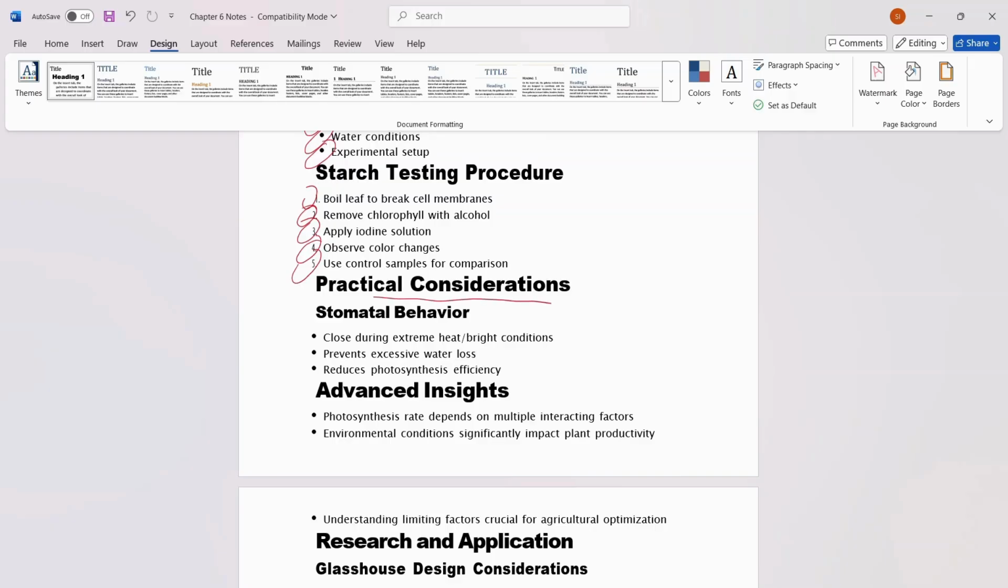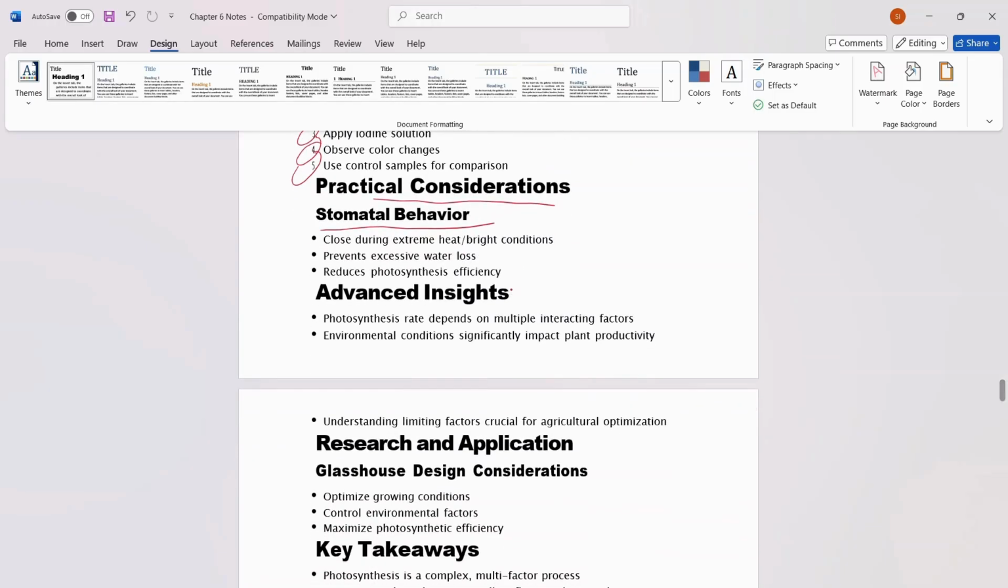Now, practical consideration. Let's talk about stomatal behavior. Stomata close during extreme heat and bright conditions, which prevents excessive water loss but reduces photosynthesis efficiency.